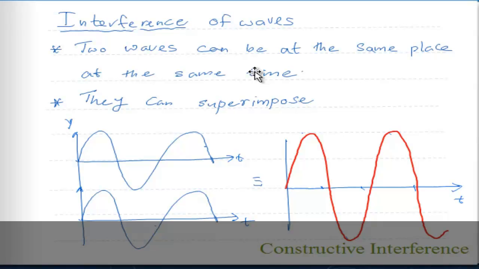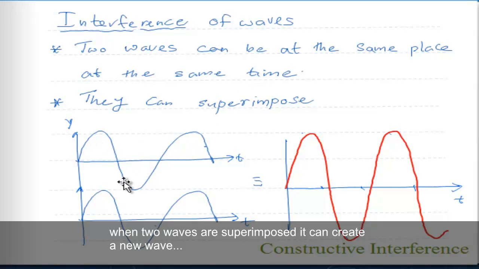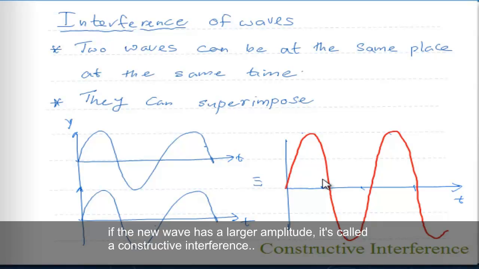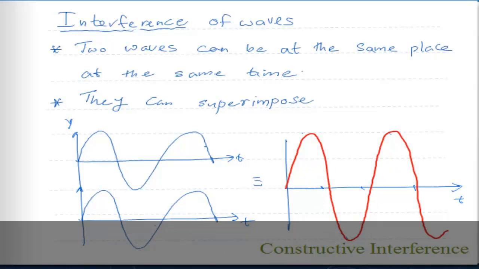then they can create a new wave, and this is called interference of waves. For example, in this diagram we have two waves. Assume they have the same amplitude and same frequency, and you can see that the two waves have the same phase. So these two waves are in phase, and when they interfere, they can create a wave with a larger amplitude. If the initial waves have the same amplitude, the amplitude of the new wave will be twice that of the original waves. This type of interference is called constructive interference.